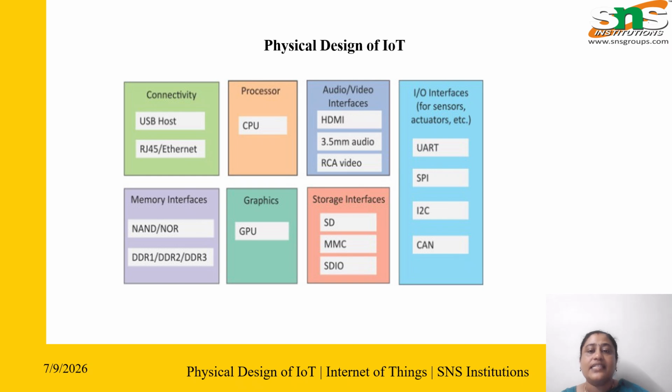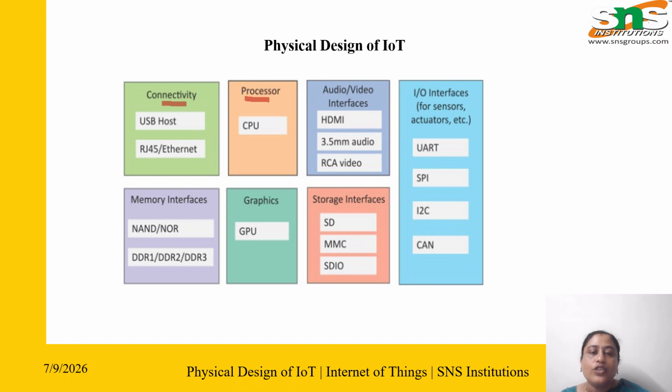The next thing is the interfaces that we need to know. This is the interface diagram for IoT, the basic block diagram for the physical design of IoT. The first component here is connectivity: how these devices, sensors or actuators are connected over the internet, and what the connectivity medium is. That is covered under this block. You can connect the devices, actuators or sensors through USB hosts, or you can use the Ethernet protocol.